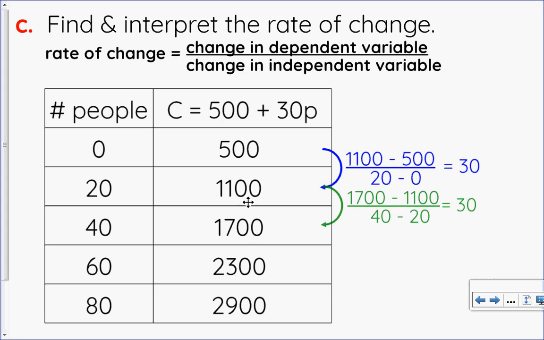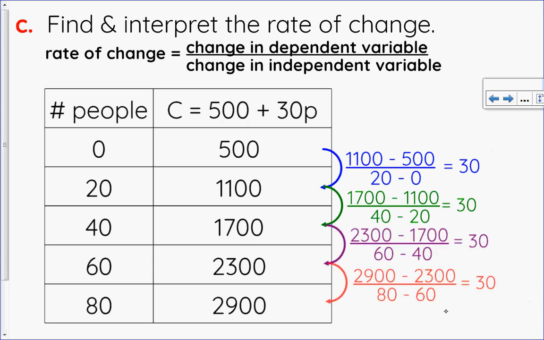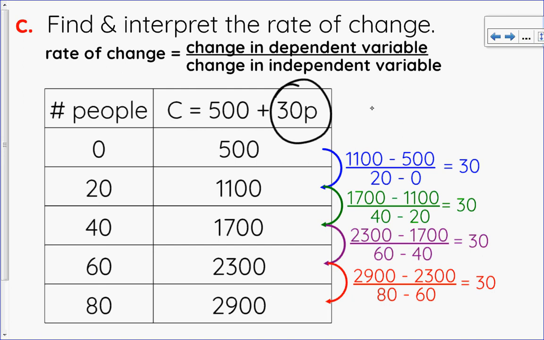I can do the same for the next one, 1700 minus 1100 over 40 minus 20, also 30. And I can do it for my last two entries, and I am getting the same rate of change. That tells me this is a linear function because I have a constant rate of change from point to point. What it tells me in terms of the question is that the cost, the change from person to person, is $30, which we would expect right here. So this tells me that my price is going to increase by $30 for every extra person.